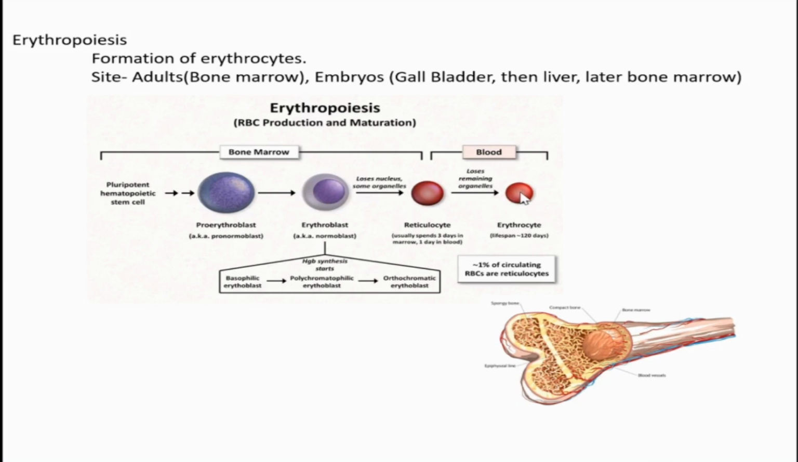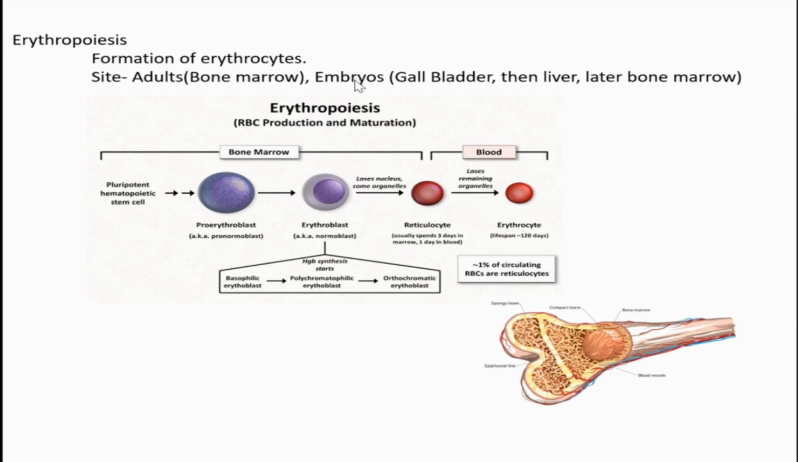In the final stage, it is converted fully to RBC. In that stage, the remaining organelles that the RBC loses, and it is released from bone marrow to the circulating blood system. That is about erythropoiesis. And in adults, the formation of RBC is mainly from bone marrow, as I told you now.